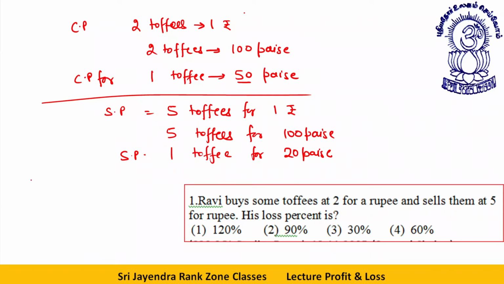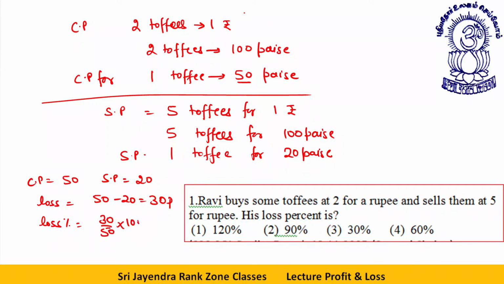Now, since CP is equal to 50, but SP is equal to 20 only, therefore there is a loss. How much is the loss? 50 minus 20, or 30 paisa. What is the loss percentage? Loss percentage is loss upon CP into 100. 30 by 50 into 100, you can say directly this is 60%, quite easily done.